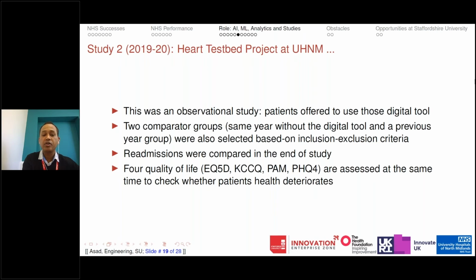Okay, and we have compared. So how did we compare? We compared with two comparator groups: the same year without using the digital tool, and a previous year. We compared the emergency department attendance and hospital admission. We have to ensure that the patients who have used the digital tools didn't deteriorate in their health conditions. So we have checked their quality of life through 4 types of standard questionnaire, and we have found no significant difference among those who have used the digital tool and who have not.